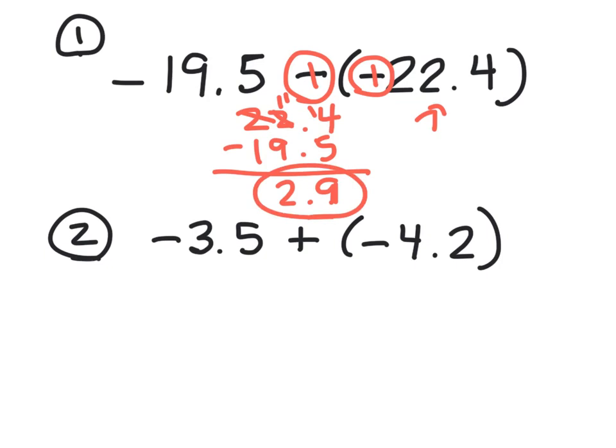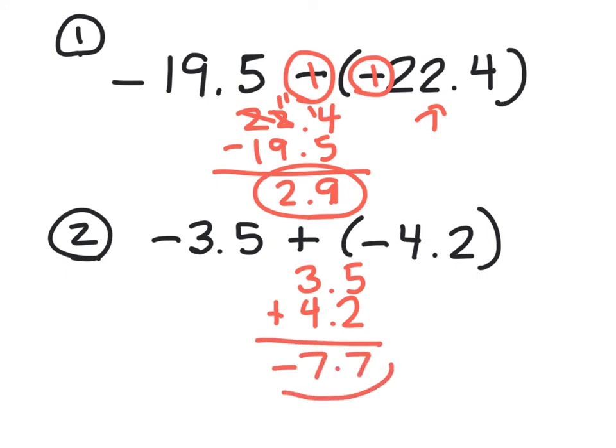Next, we have two negative decimals being added together. So line up the decimals and add them. And then we'll keep the negative sign. Same sign, add and keep, right? So this comes out to 7.7. Apply that negative sign. All right, so how'd you do?